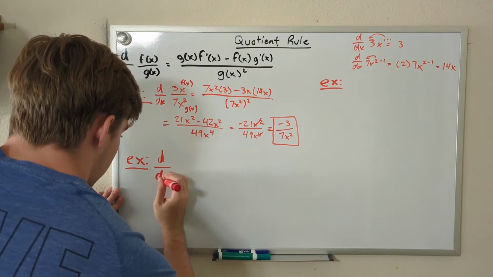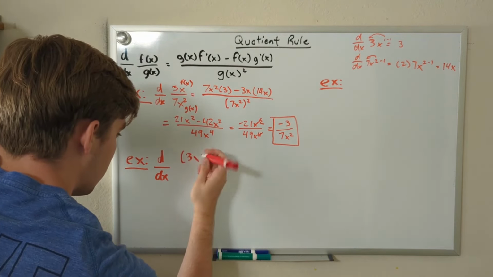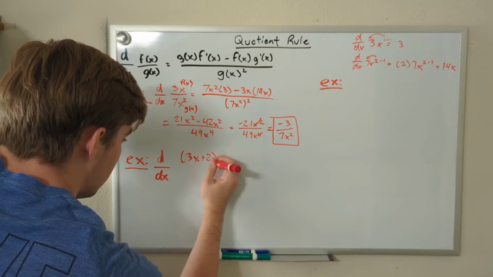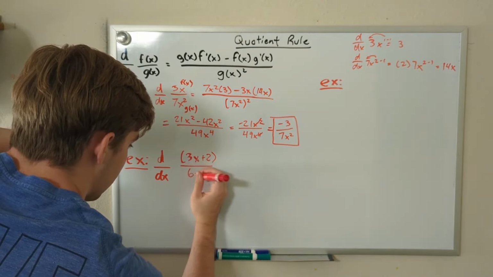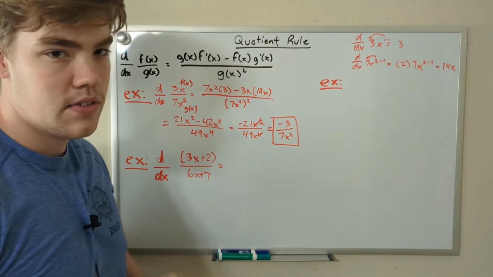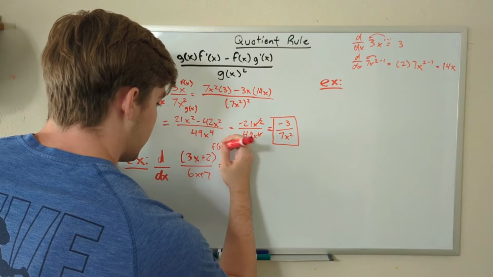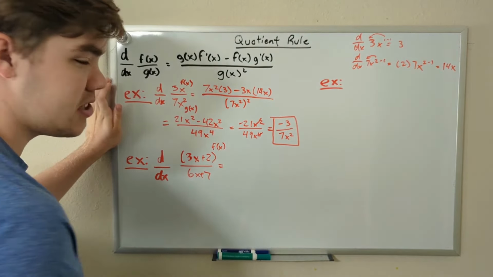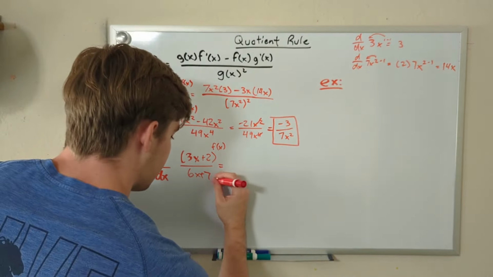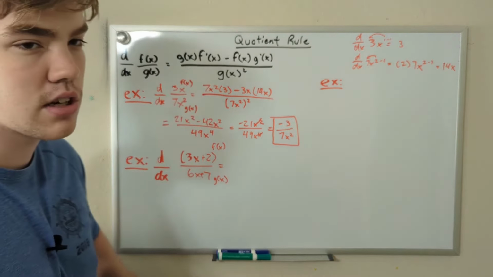In our second example, we want to find the derivative of 3x plus 2, divided by 6x plus 7. Once again, let's establish which one of these is f of x and which one is g of x. The numerator is always f of x. So 3x plus 2 is f of x, and 6x plus 7, the denominator, is g of x. Let's solve our equation from here. Once again, we just have to use the quotient rule to solve.